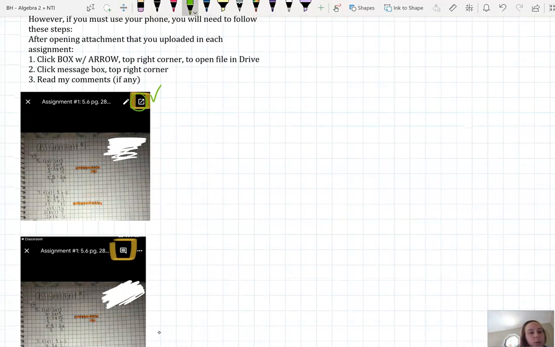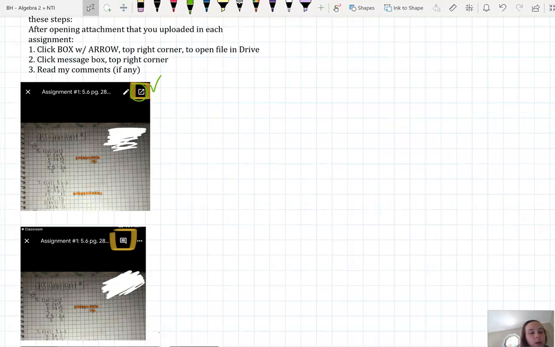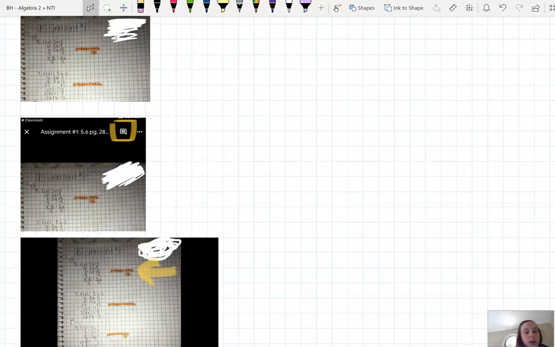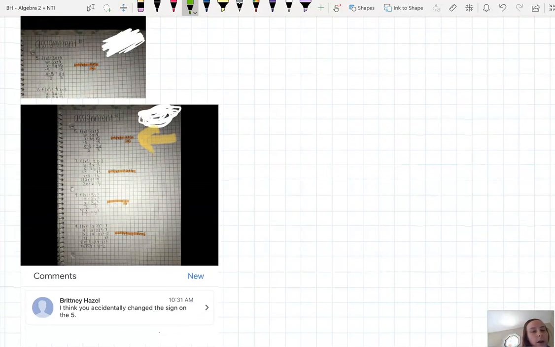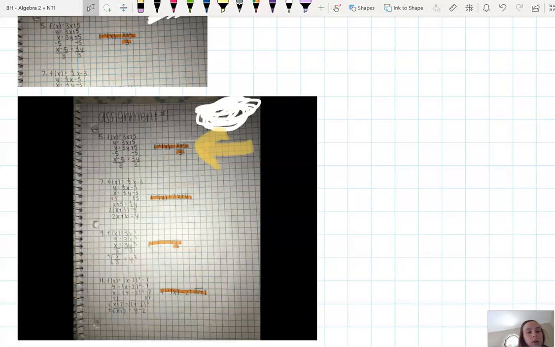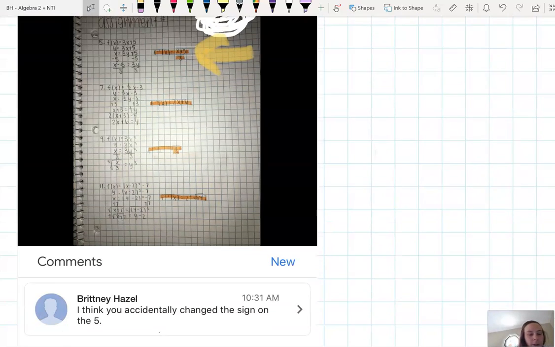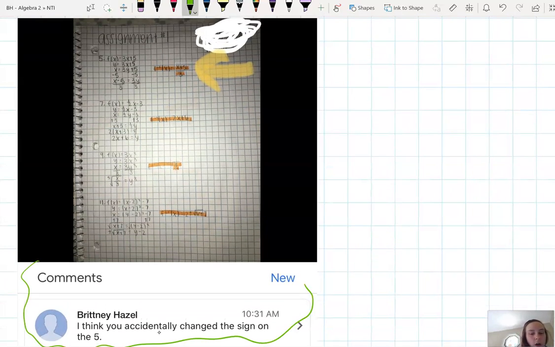After you click the box with the arrow, it will open up your assignment in the Google Drive app, and you'll see this right here. That's the message or private comments box for your work, okay? Once you open that, it's going to pull up your assignment, and at the bottom, it will show you any comments that were made by your teacher. This might be helpful for other classes too, guys, so let me know if you have more questions on that.